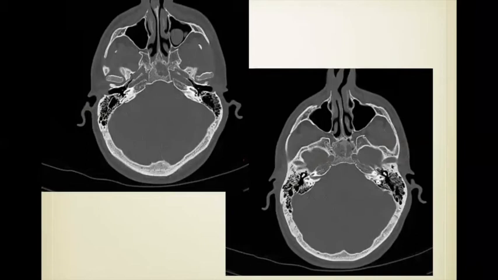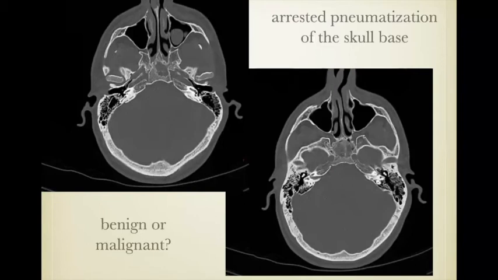And I think in programs that have skull base services, these tend to get referred in, and you'll see them now and then. This is an area of, again, looks like there's a sclerotic margin. There's some intrinsic structure here. It's in the region of the central skull base. And this is a finding that has been reported. This is called arrested pneumatization of the skull base.